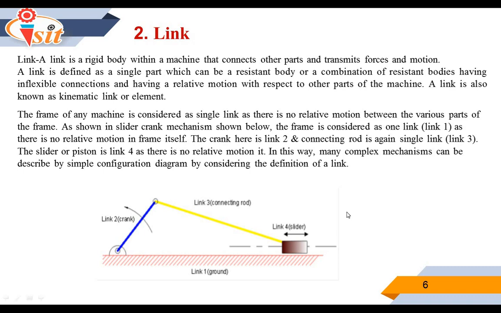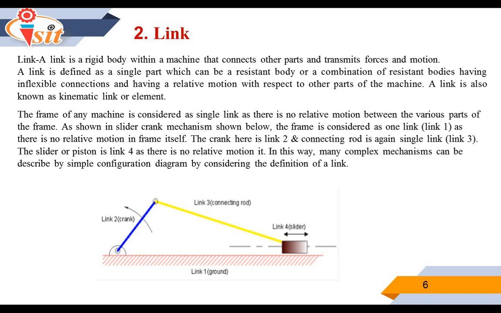So the frame of any machine, here I show one figure. There are four types of links I show here. Link 1, that is ground, link 2, that is crank, link 3, that is the connecting rod, and link 4, that is the slider. Okay, so the frame of machine is considered as a single link, as there is no relative motion between the various parts of the frame, as shown in slider crank mechanism.